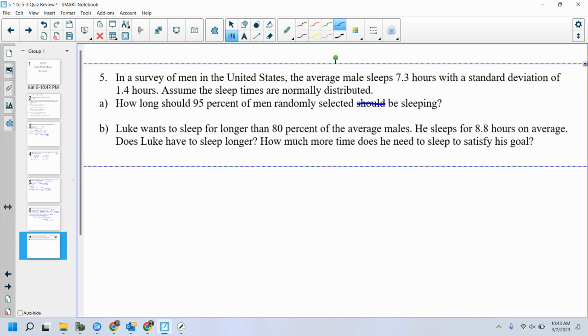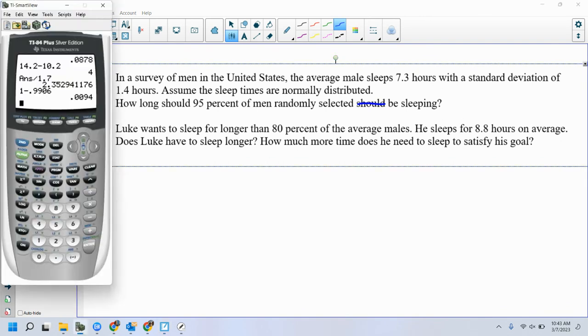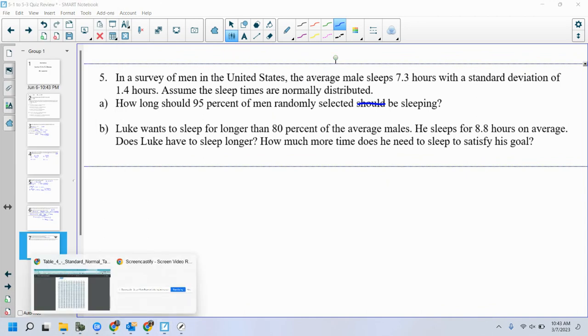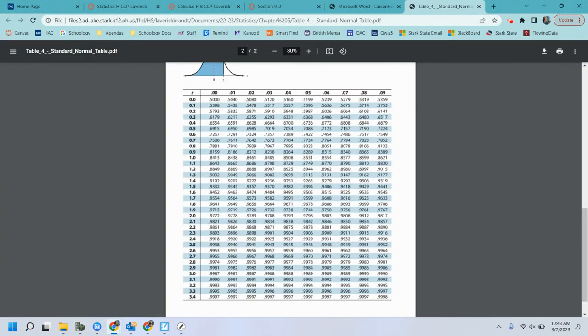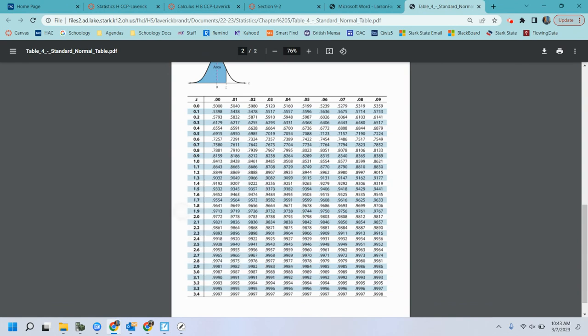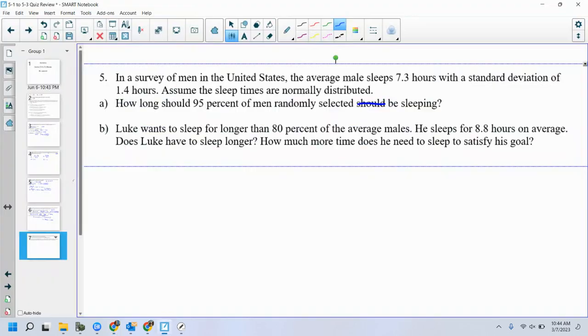So 95% of men, that's 0.9500. Let's find the z-score that matches 0.9500. Gotta go to the table again. Did we just do this? Wasn't that 1.645? Yeah, 1.645, because it's right in the middle there. So Z is 1.645.